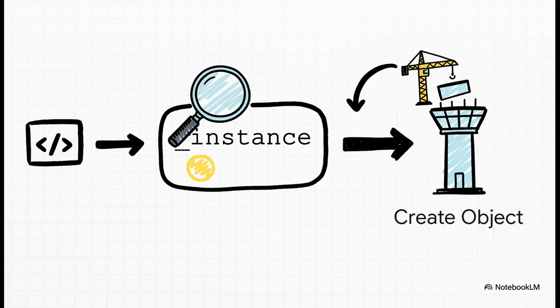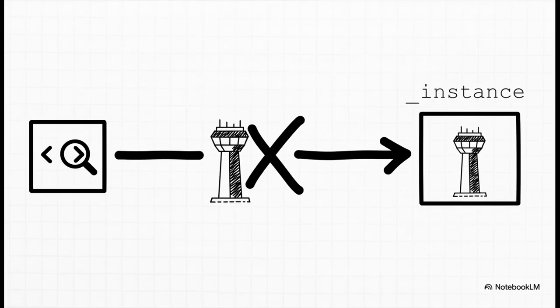It creates the object and tucks it away for later. Then, a little later, maybe somewhere else in the code, we ask for another one. Tower2 equals ControlTower. The __new__ method kicks in again. But this time, when it checks its storage, it says, whoa, hold on, I've already got one of these. And instead of making a new one, it just hands back the exact same one it made before.